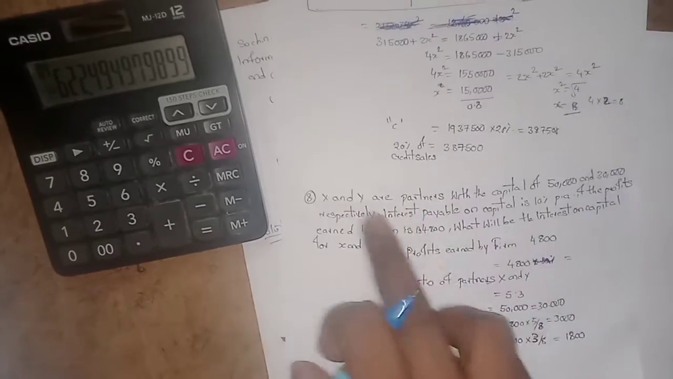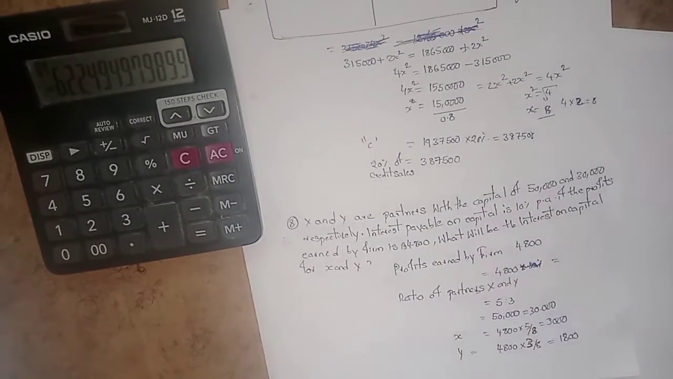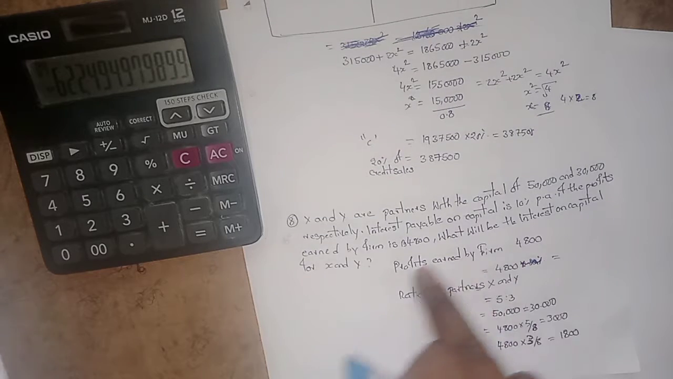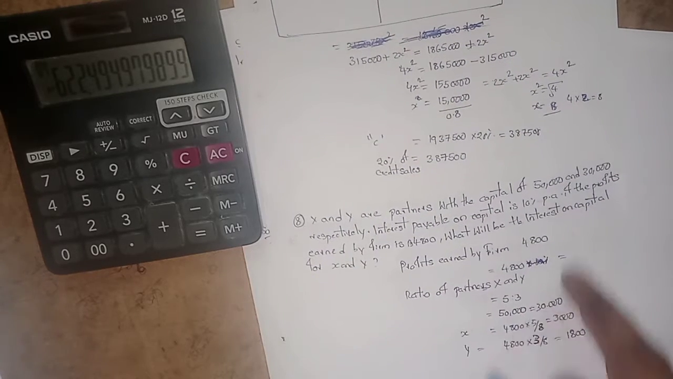So next problem: X and Y were partners with capital of 50,000 rupees and 30,000 respectively. Interest paid on capital is 10%. The profit earned is 4,800. What will be the interest on capital of X? So the profit earned by the firm is 4,800. So the ratio is 5:3.